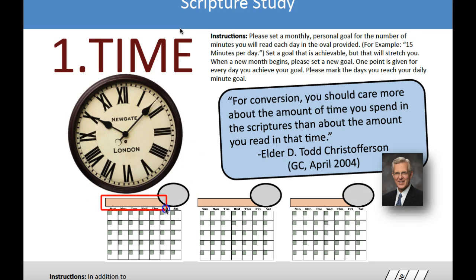These shaded boxes here are where they put the month. So that would be January, February, and March for this 9 weeks. After doing that, this is where they would put in this oval their minute goal. And then if they achieve that each day, they would go ahead and mark that in the individual boxes here.